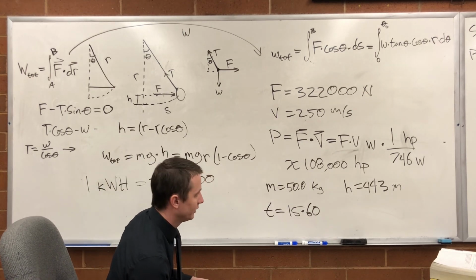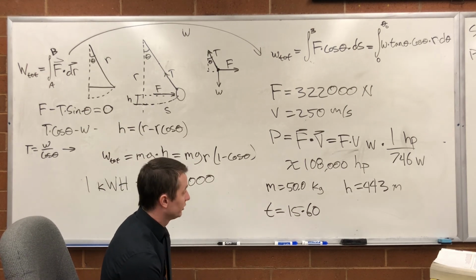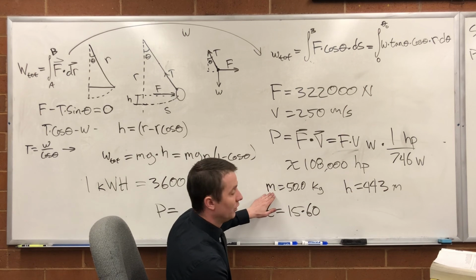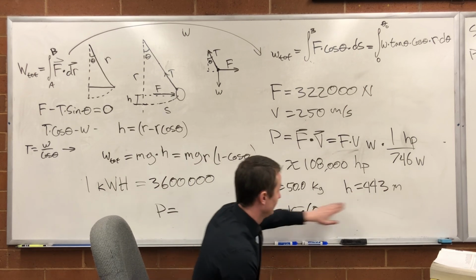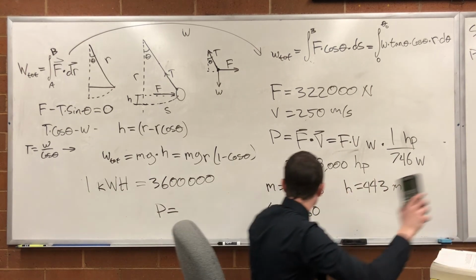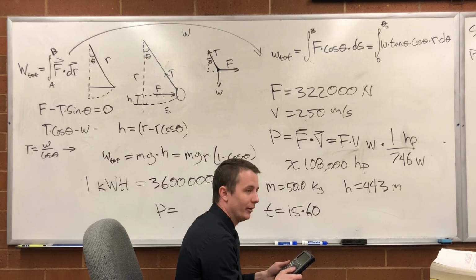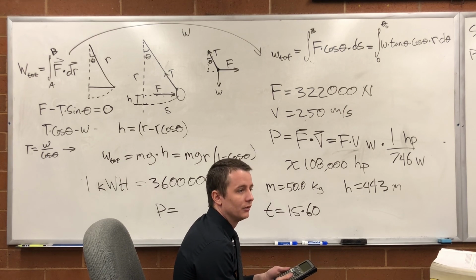So we need work divided by time. Right? And what's the work? Well, we just take her weight times the displacement. That gives us the work, and we divide by the time, and that gives us power. Make sense? Yeah.